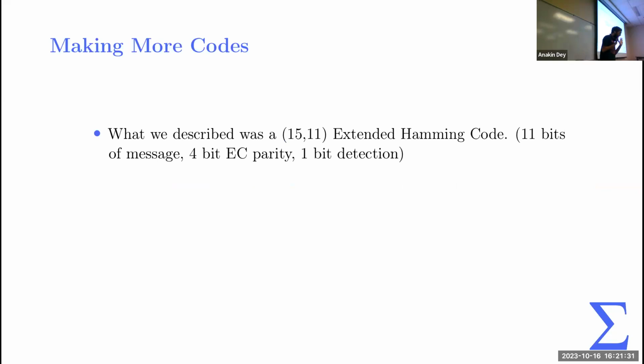Okay. In general, though, what we've described is a 15-11 extended Hamming code. So we supply 11 bits of message. We have 4 bits of error correction parity. And normally you could just send that, but because we like things in practice, we have that extra 1 bit that gives us an extra layer of detection.